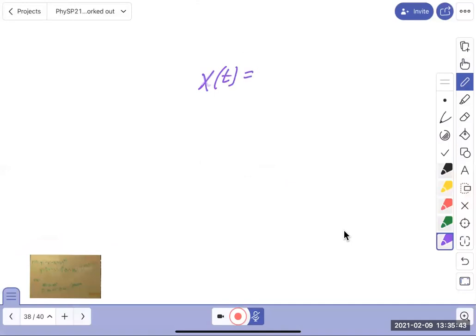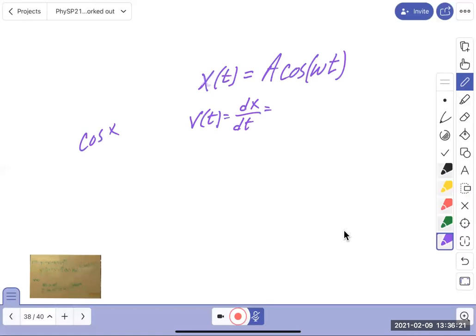It's not helping. x of t equals, let's say, a cosine omega t. Now, forget any particular problem we're working on, but in general, I need to take its derivative. So velocity of t is dx/dt. But it's not really cosine of x. Like in calculus class, you say, okay, cosine x, what's the derivative? Well, the derivative is negative sine x.